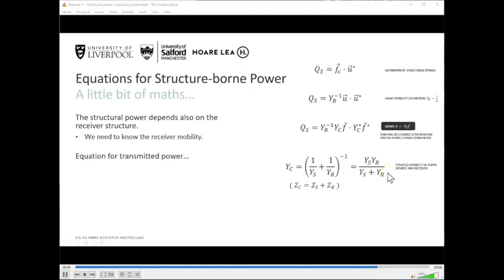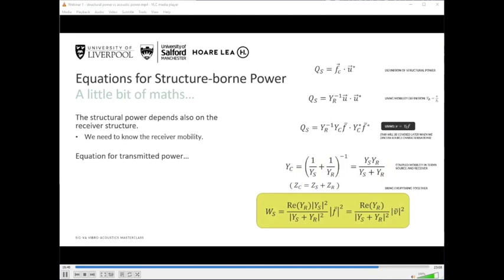Now finally, by bringing together the above equations and taking the real part, we get an expression for the structural power. You can see from this equation that if we know the source and the receiver mobility, and either the blocked force or the free velocity, we can predict the structural power. This power can then be combined with an appropriate transmission model and used to make a structure-borne sound prediction.